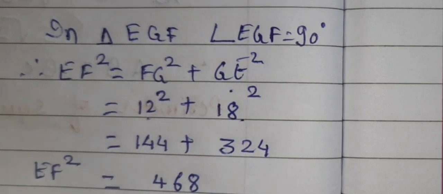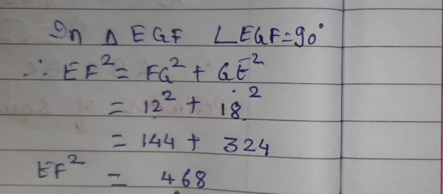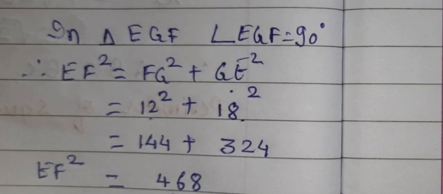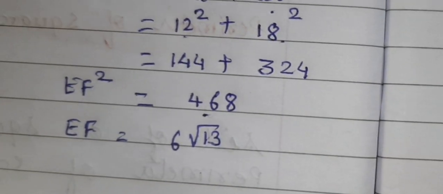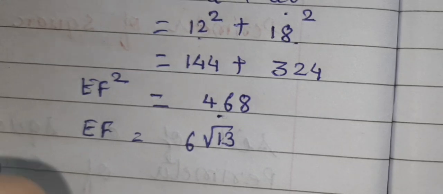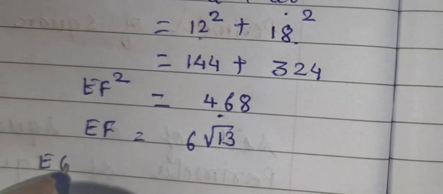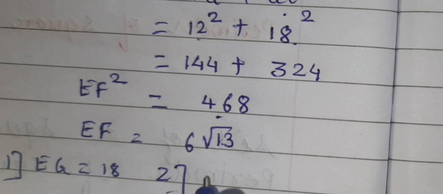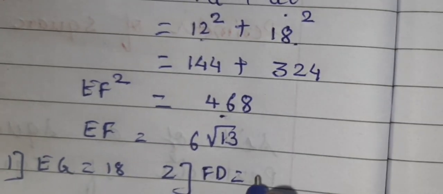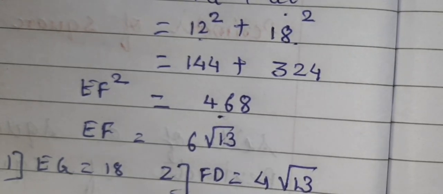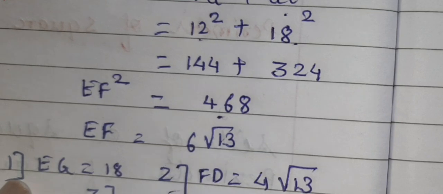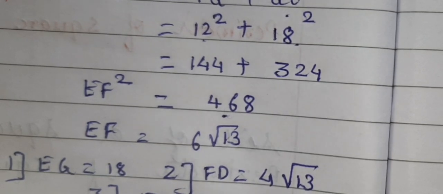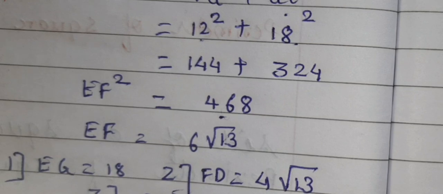So what will be EF? EF is equal to square root of this now. So it will be equal to 6 under root 13. Okay. So what we have calculated? We have calculated length of EG. Length of EG equal to 18. First one. Okay. Second one, we have calculated length of FD, that is equal to 4 under root 13. And the third one that we have done, that is length of EF, that is equal to 6 under root 13. I hope I am clear. Now we move on to the next problem.